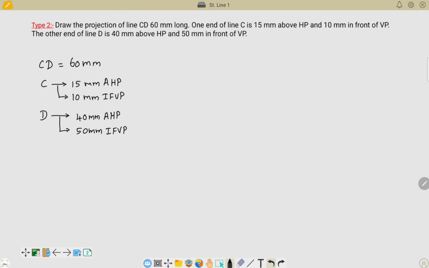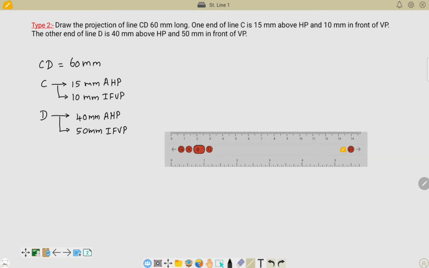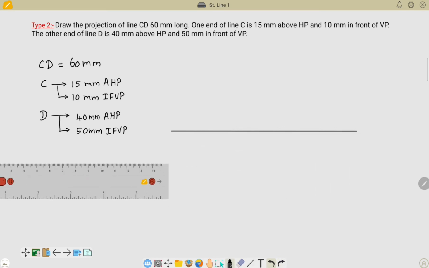There are 5 data. So irrespective of the problem, the first step is to draw the reference line. Placing my scale at 0 degrees, I draw my reference line for an arbitrary distance. Then we will name this reference line as X and Y, and this is the vertical plane and this is the horizontal plane.